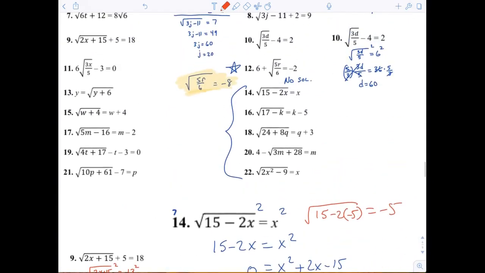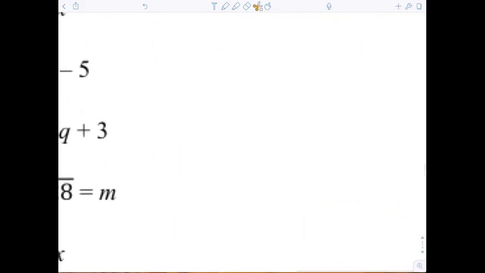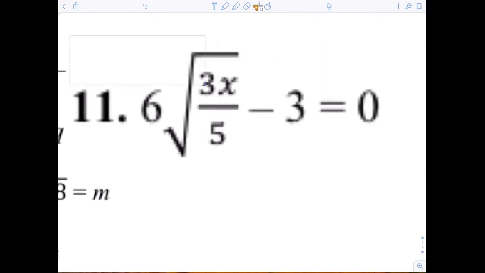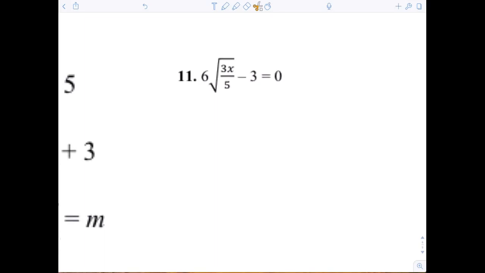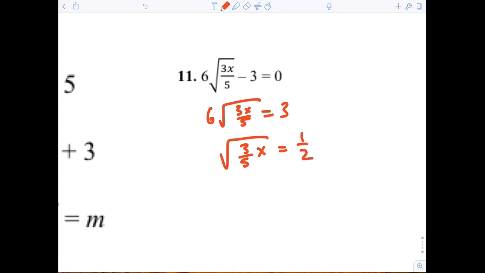All right, here we go. Let's check out 11 now. Okay, so for number 11, what do I have to do first? Add 3. So I end up with 6 radical 3x over 5. Then what? Divide by 6. So radical 3/5 x is equal to 1/2, right? Not 2, but 1/2.